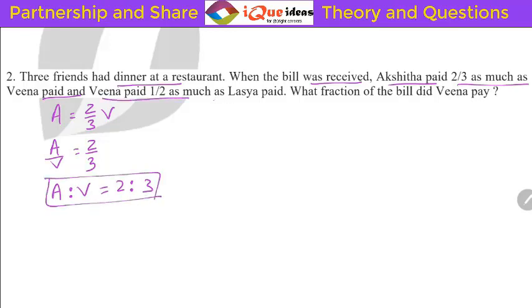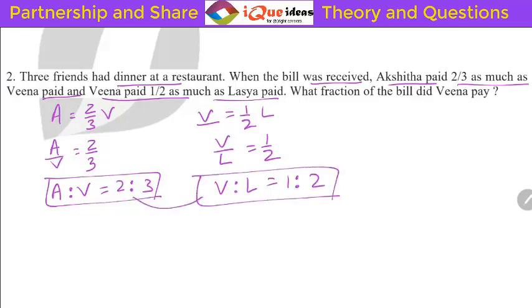All right, this is one ratio. Now Veena paid half as much as Lasha paid. So V is equal to half as much as L. From here we have V upon L is 1/2, or V is to L is 1:2. Look at this carefully. We have to combine these two ratios. So V is the common item. For V here we have 3, and for V here we have 1. So make them the same. To make them the same, multiply this by 3. So it becomes 3:6.